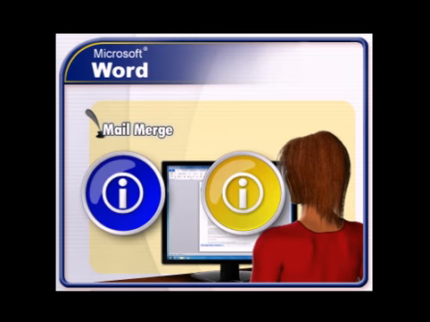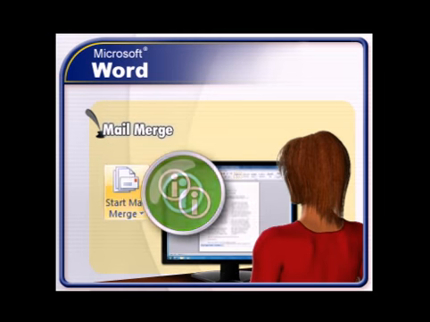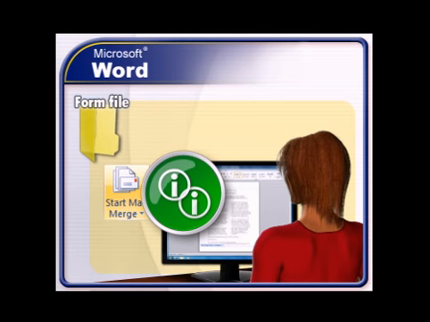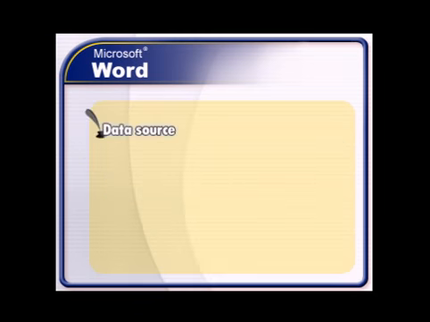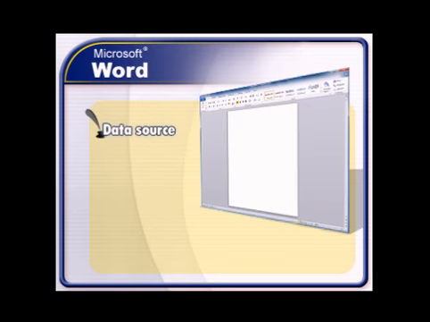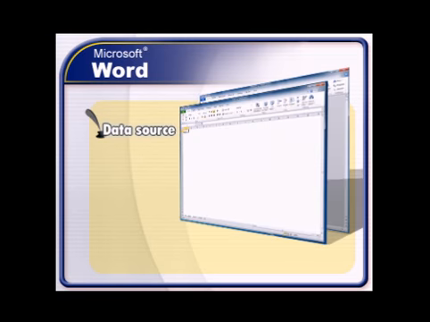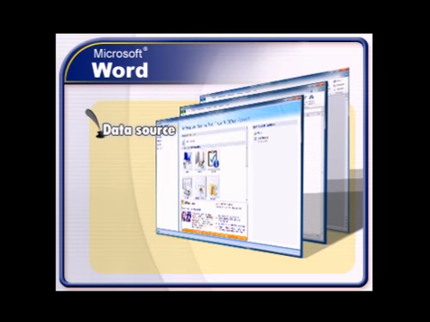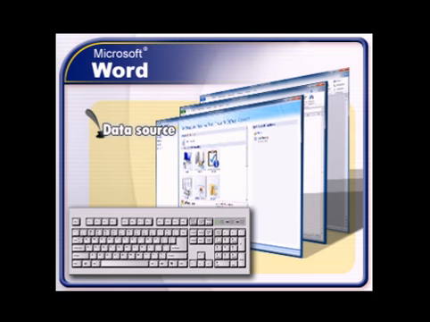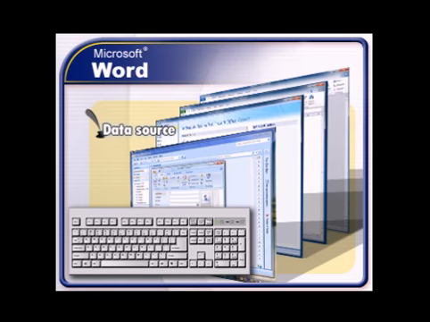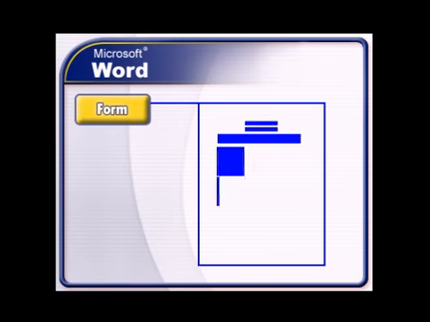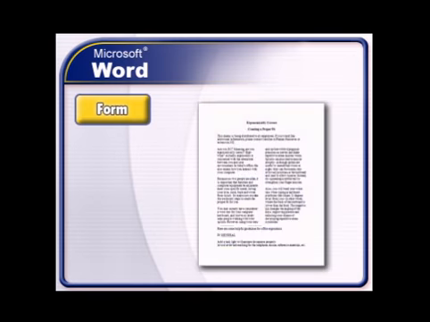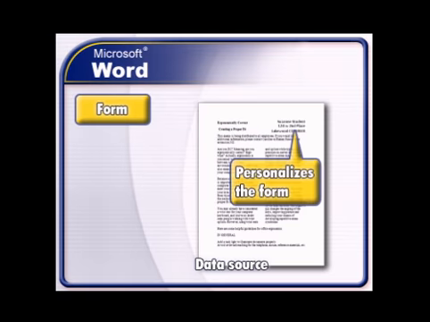The merge process, like the name implies, takes two types of information and places them together. It uses a form file where we create and store the layout for our flyers, labels, or envelopes. It also uses a data source, which can be a data file from Word, Microsoft Excel, Microsoft Access, input from our keyboard, or an electronic address book. Simply put, the form is a general and overall layout, and the data source personalizes the form.